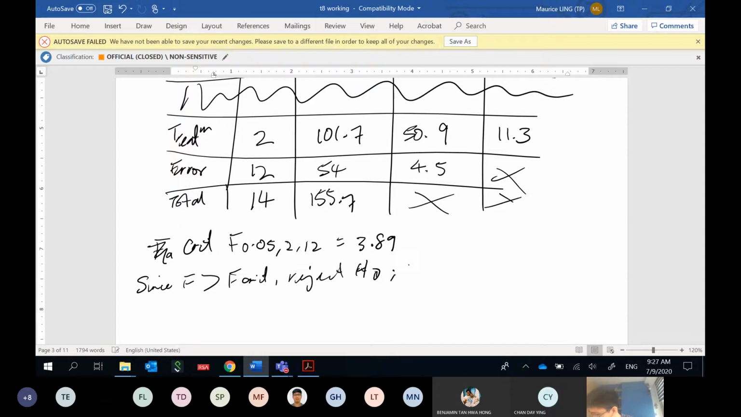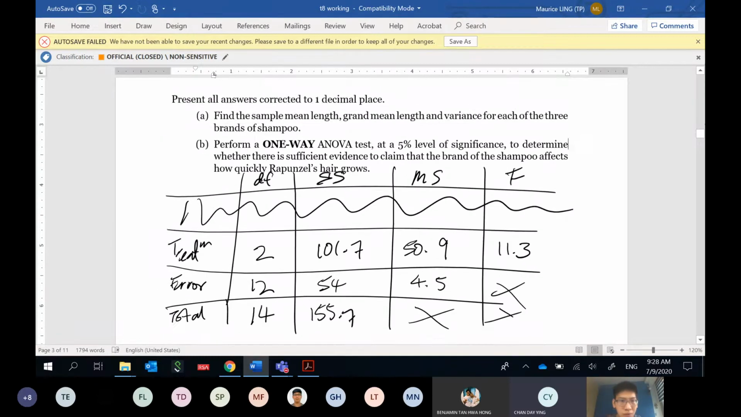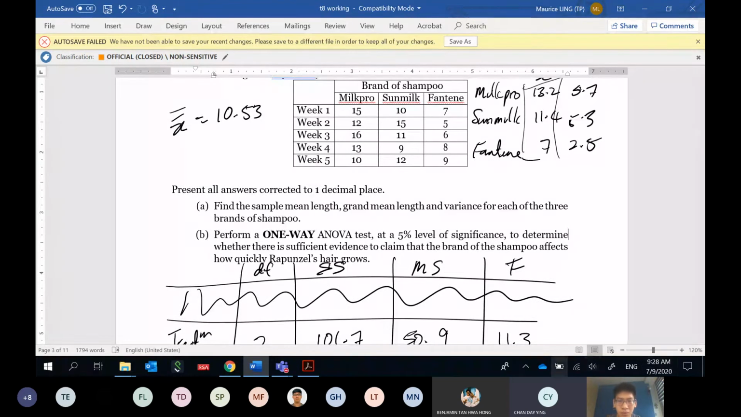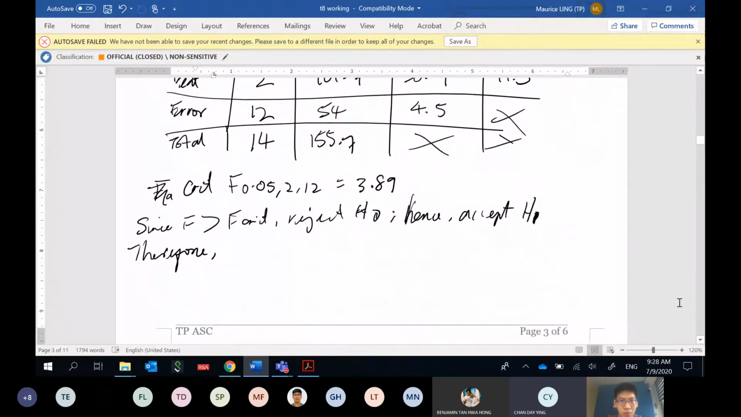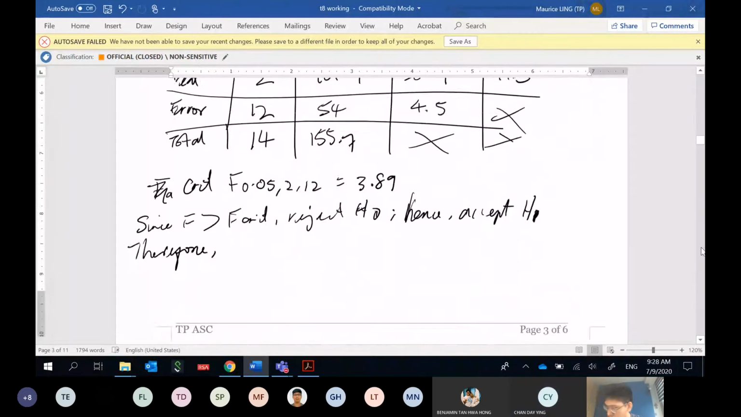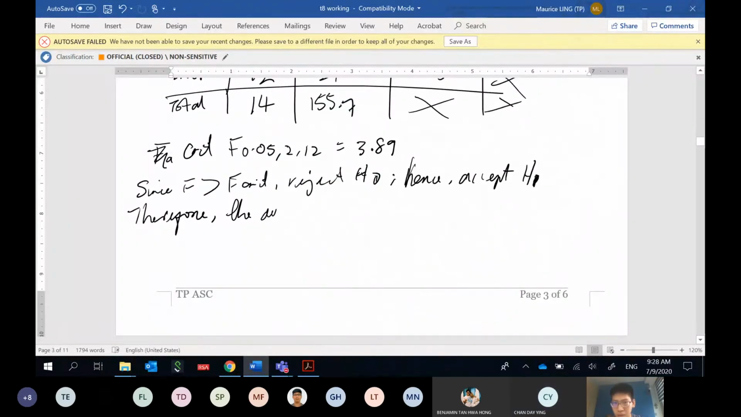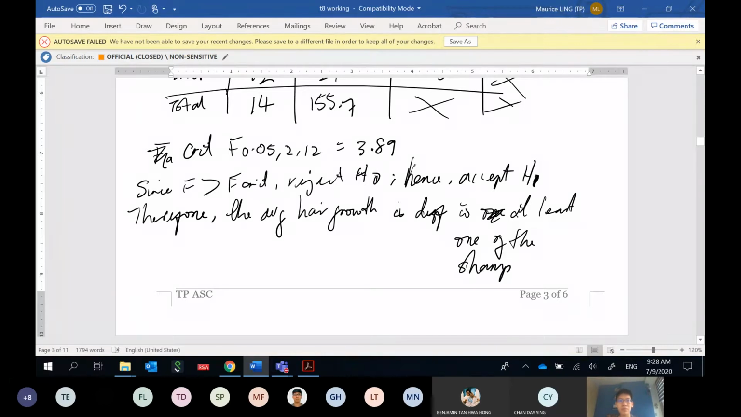Okay, so reject the null, so you accept the alternate. So what does it mean when you accept the alternate? Meaning that the brand will affect how Rapunzel's hair grows. It's not that the brand affects how... So you just have to say what the null hypothesis is. So it's actually that the average hair growth is different with at least one of the shampoos. Okay.